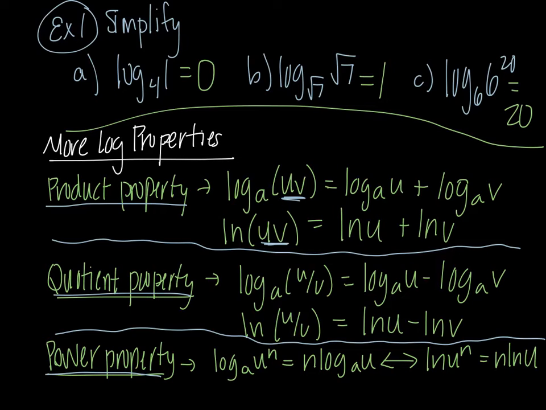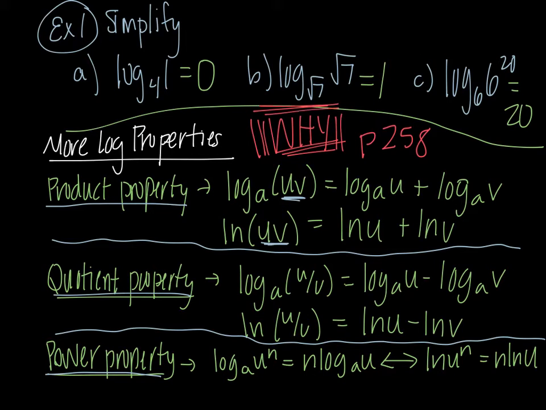Now, if you would really like to see why this is the way it is, I would recommend that you check out my next video that I'm going to post that's going to give you the proof of these, or you can also find it on page 258 in your textbook. It gives you the proof of mathematics. For now, I'm just going to give you the properties and use them, and if you want to explore why, please see the other video or check out page 258. Let's do some examples.